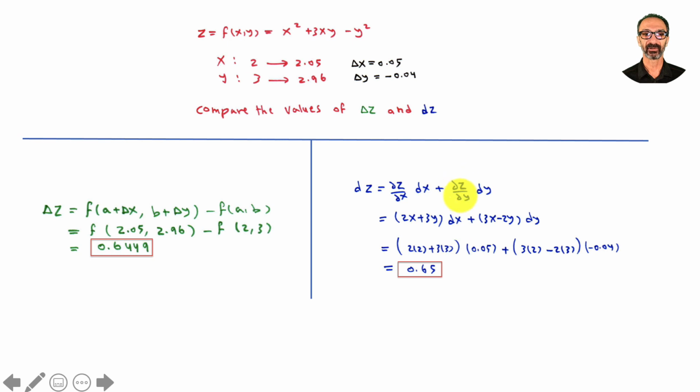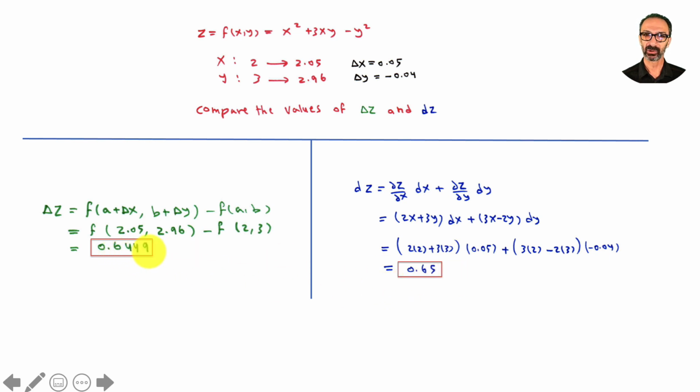Here we're going to find the derivative with respect to y. That's a slope. With respect to y, that's going to be 0, that's going to be 3x, and that's going to be minus 2y, as you can see. Plug in a and b, 2 and 3. dy is the same as delta y. Delta x is same as dx. So I have 0.65, and here I have 0.6449.